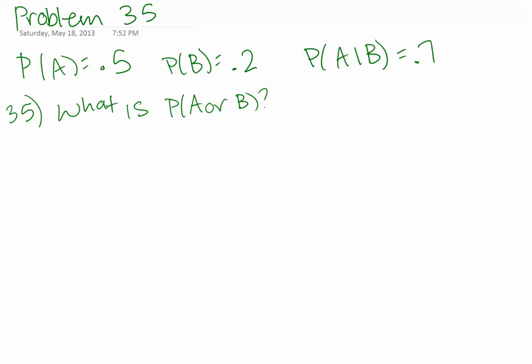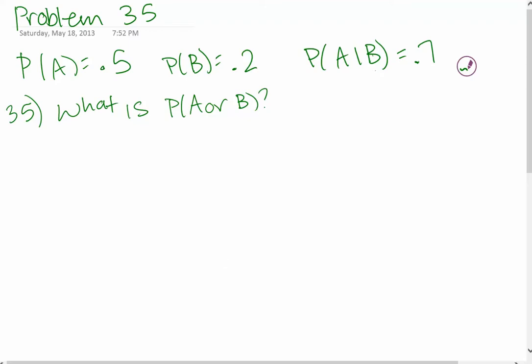We're going to do a problem using some conditional probabilities. So for this problem, we know that the probability of event A is 0.5, the probability of event B is 0.2, and if we know that B has happened, then the probability of A is 0.7. So this is our conditional probability. We read this as the probability of A given B. Again, this means we already know that B happened, then the probability of A is now 0.7.